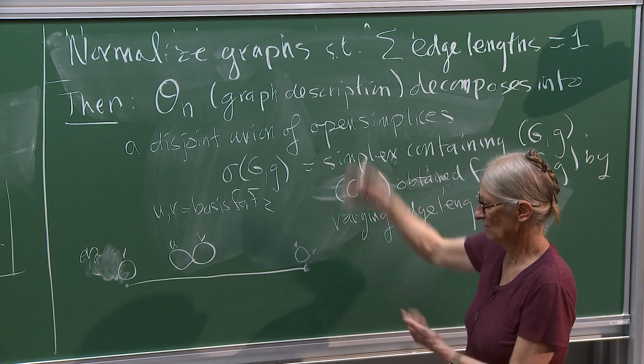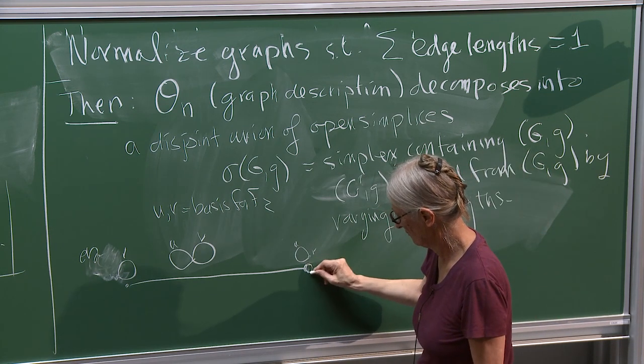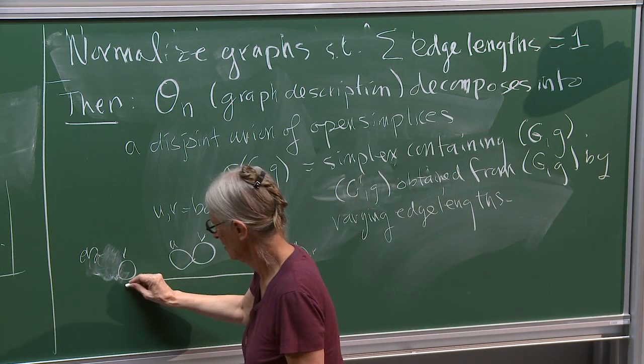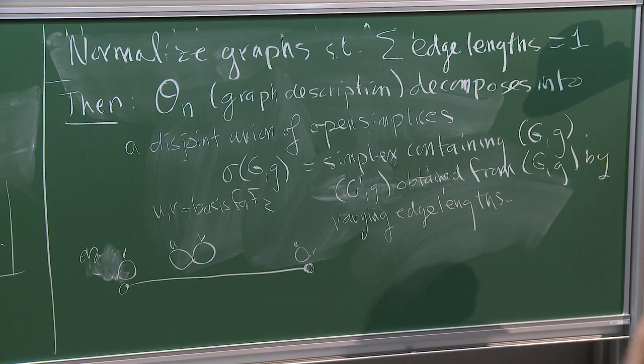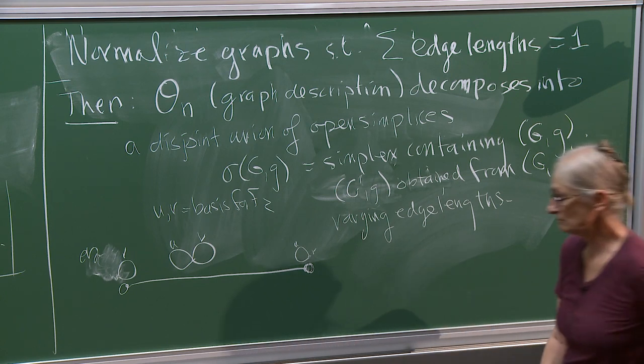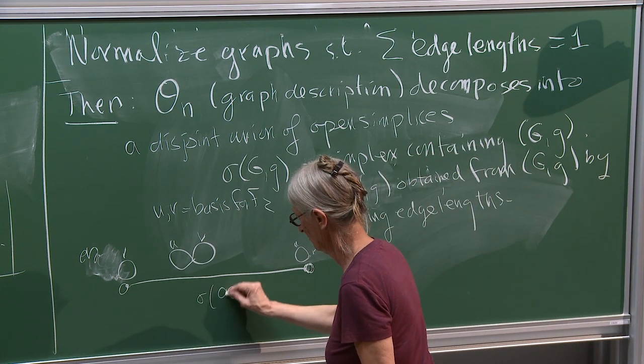It's a space of marked graphs. Notice that the endpoints of this interval are not in the space, because if I collapse V all the way to a point, it doesn't have the right fundamental group anymore. Okay? So this is sigma of that.